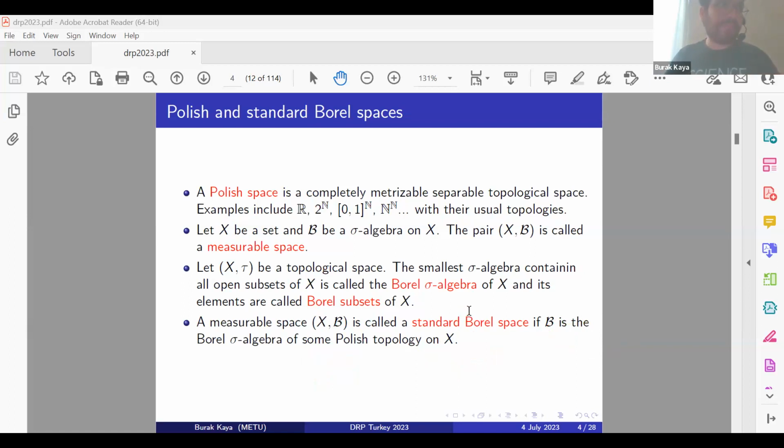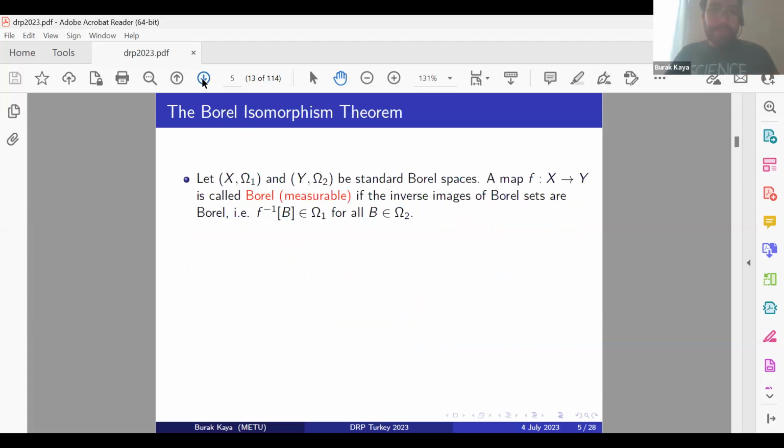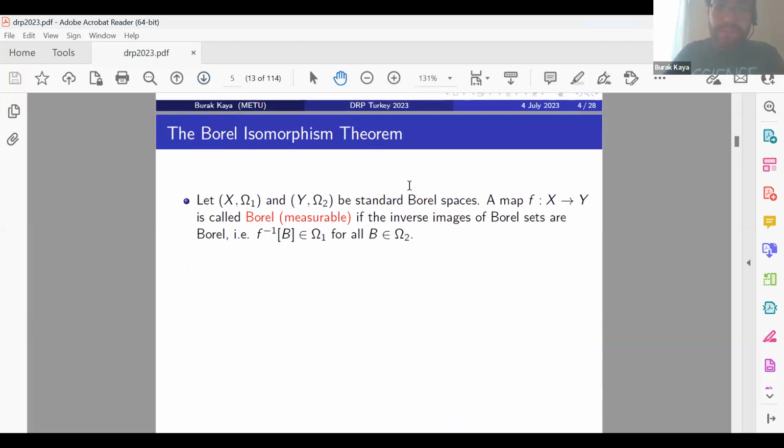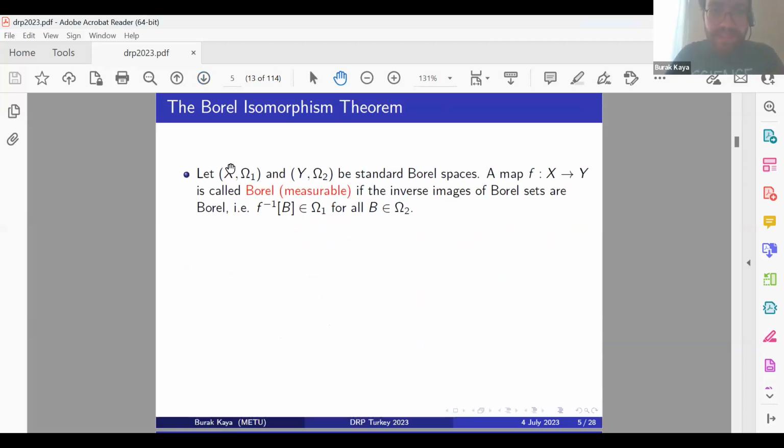If you ask a descriptive set theorist what you study, in three words, standard Borel spaces, okay? Now, why are these so important? Because of the Borel isomorphism theorem. Let's start with two standard Borel spaces. Remember, what this means is that these are just separable complete metric spaces, except you just take their Borel sets. You take their open sets, you close open sets under the following operations: countable union and complementation. Whatever you get, those are the Borel sets.